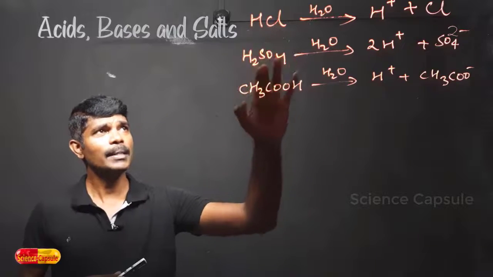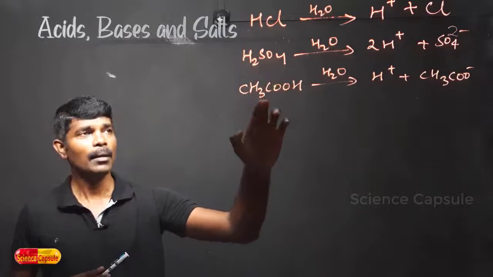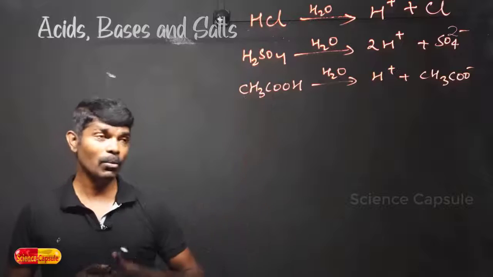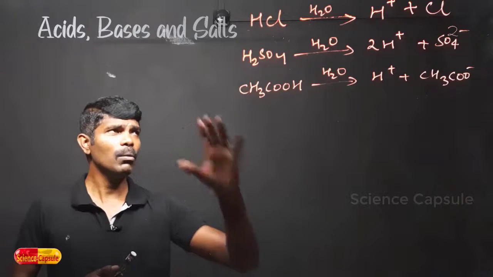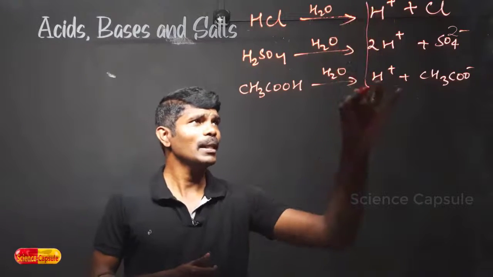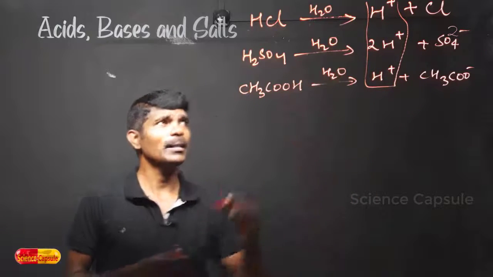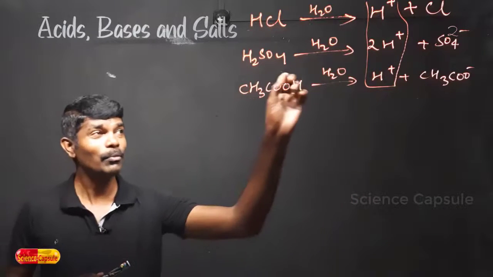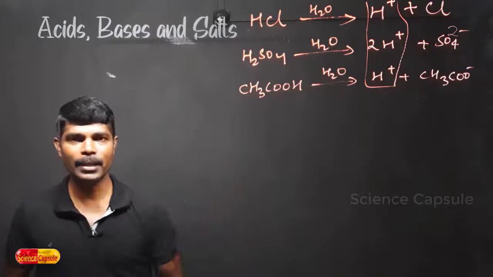So this is how we can understand. You see, hydrochloric acid, sulfuric acid, acetic acid, and we can take one more acid also, nitric acid. In all those we can see one thing remains constant, that is the hydrogen ion. Because of this ion, it conducts electricity.